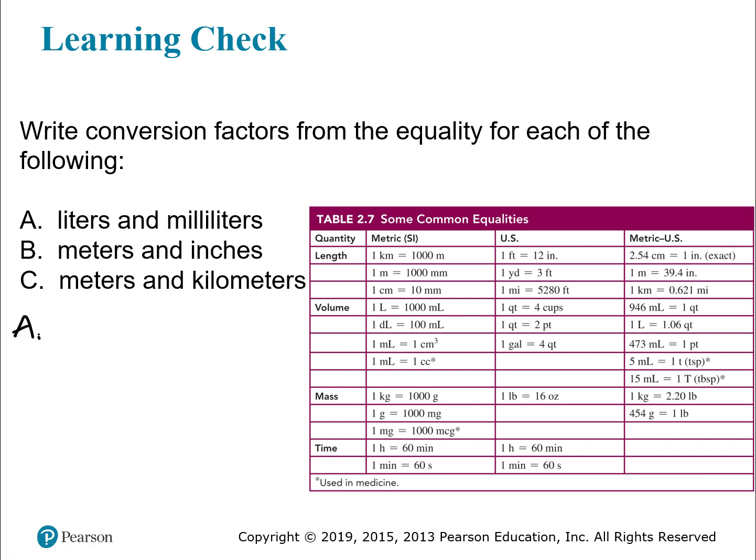For A, we've got liters and milliliters. That one is right here. So the equality is 1 liter equals 1,000 milliliters. To write our conversion factors, we're just going to make it like a fraction. And then we're going to flip it.